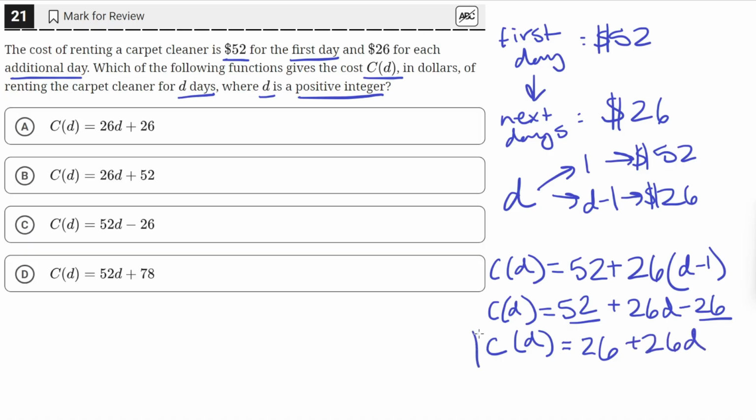So this is our final cost equation. And if you look at the answer choices, this is equivalent to answer choice A.